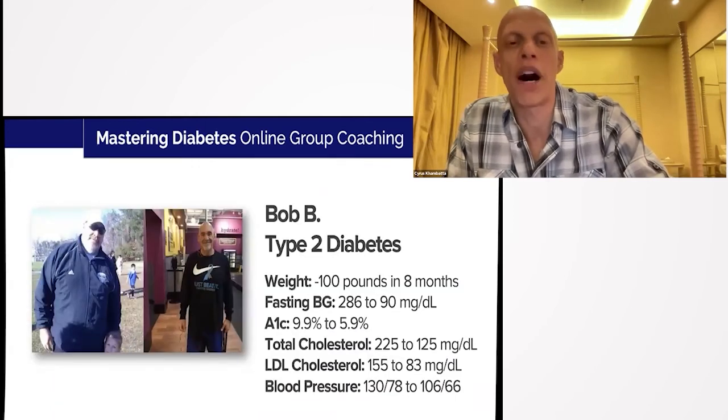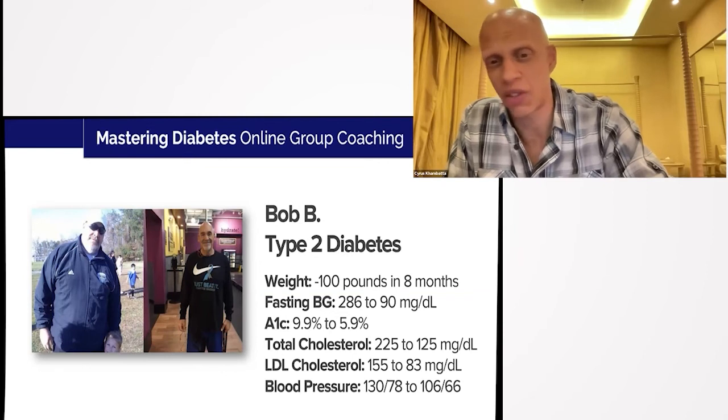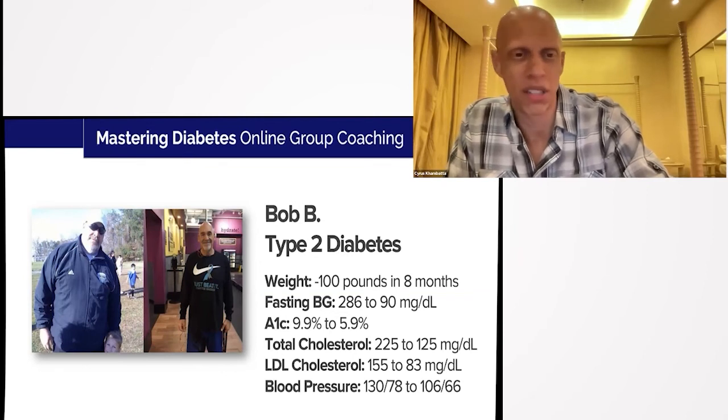Makes a big difference. Bob, another perfect example, type 2 diabetes, lost 100 pounds in 8 months. Fasting glucose came down by 2/3. Lost 4% on his A1C, cholesterol down, LDL down, blood pressure down.